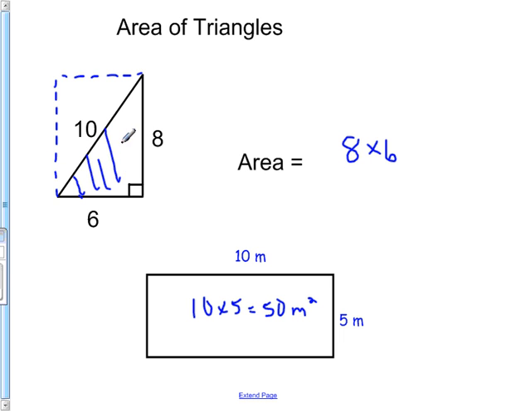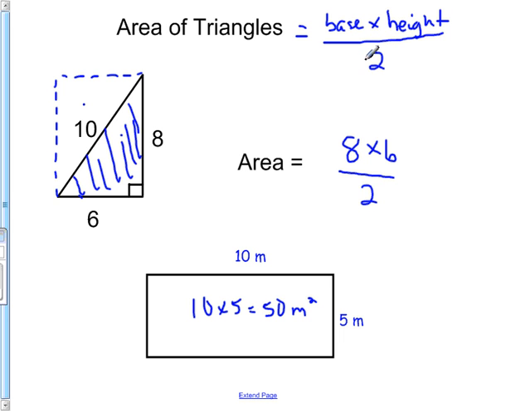Well, if you notice, this triangle is exactly half of the rectangle. We've got one triangle here and one triangle here, and they're the same triangle. So the area of a triangle is base times height, but then divided by 2 because it's half. So the area of a triangle formula, we would say, is base times height divided by 2.